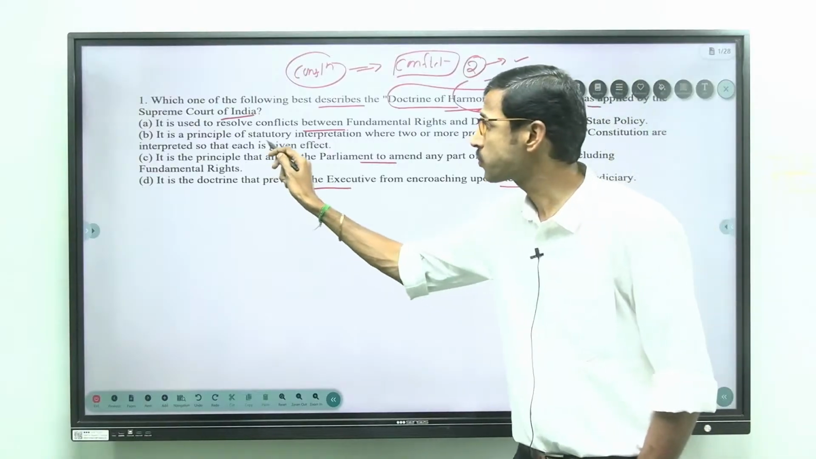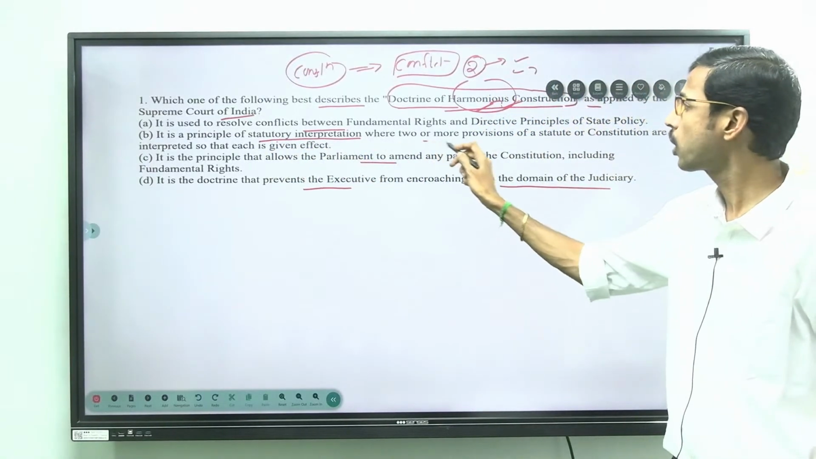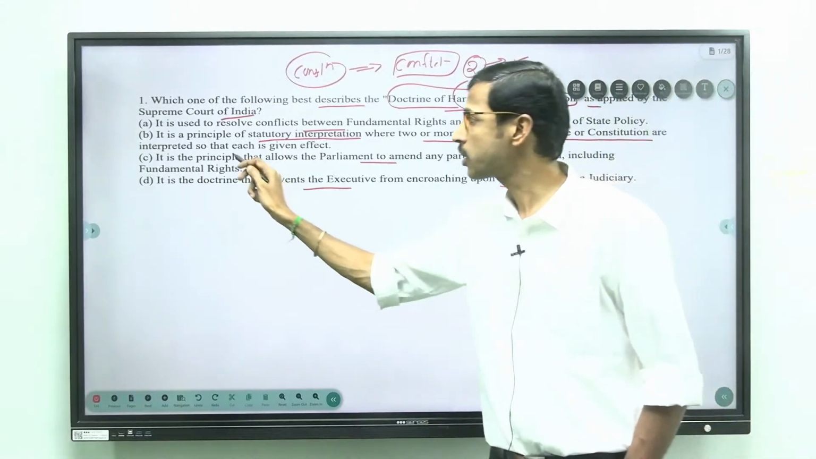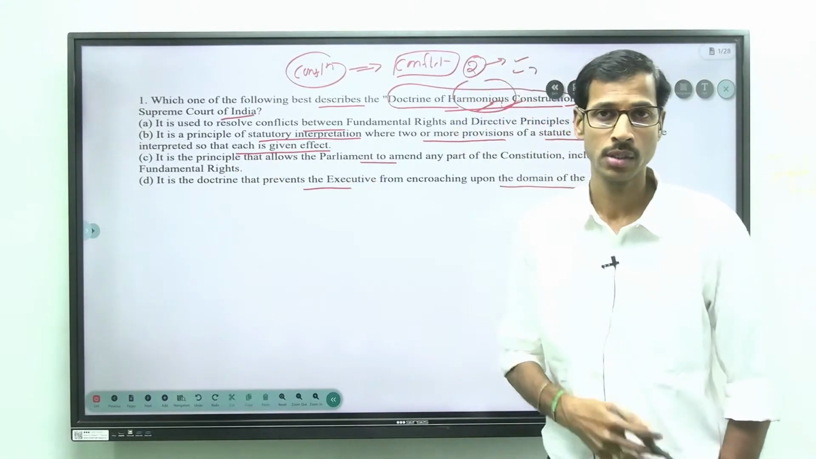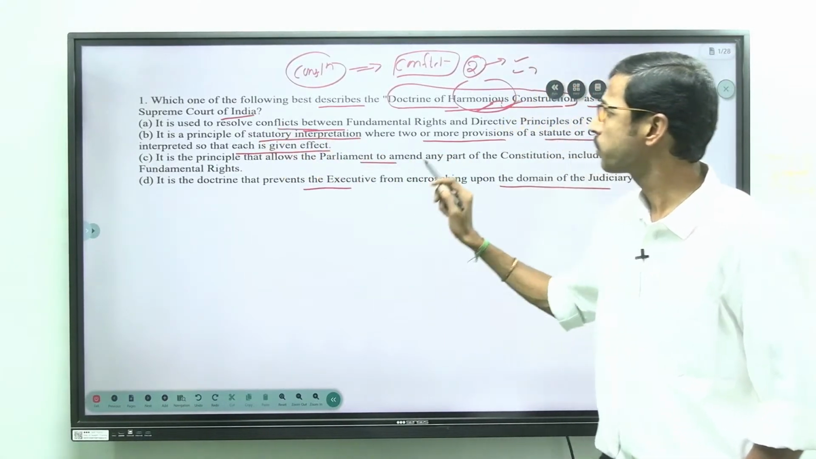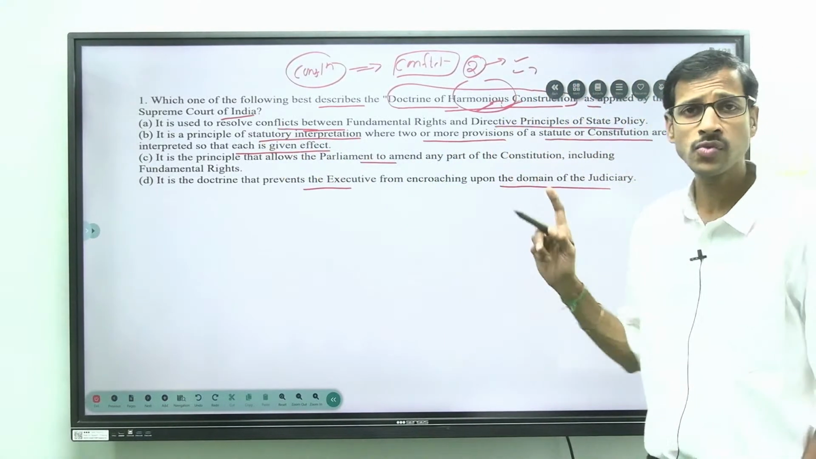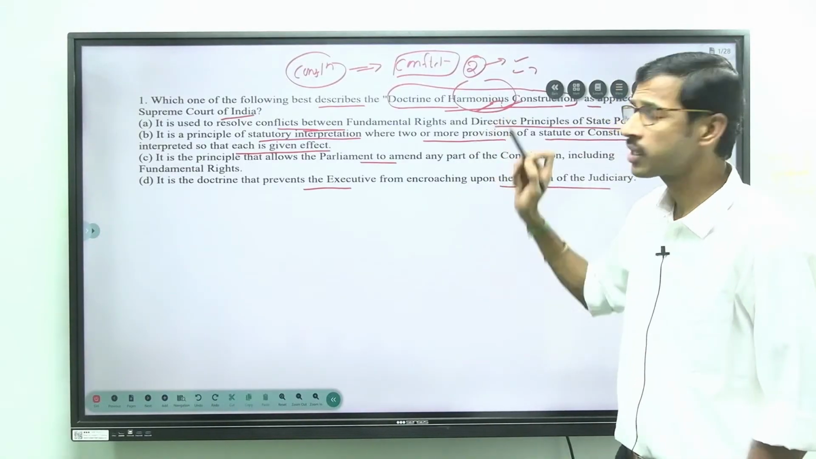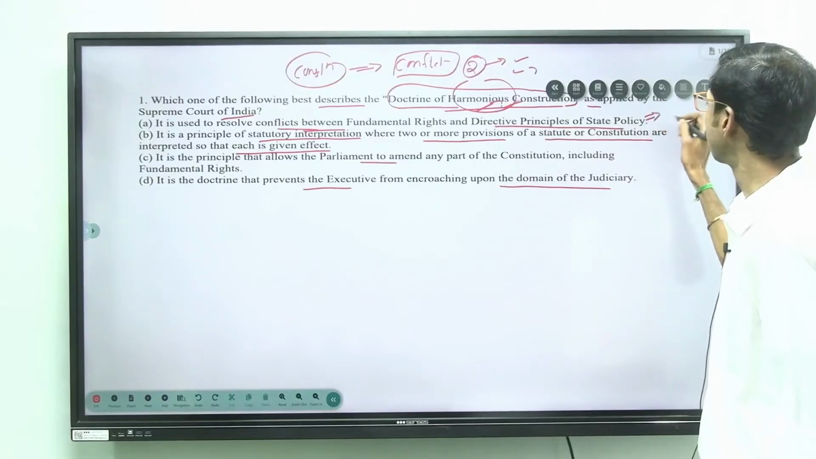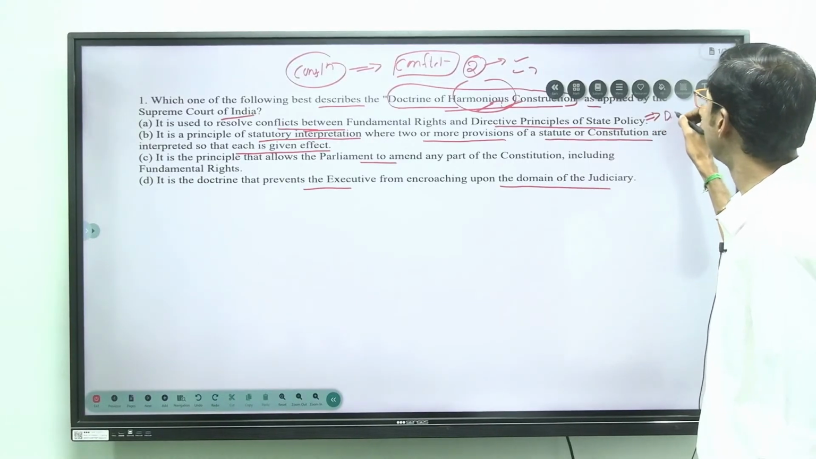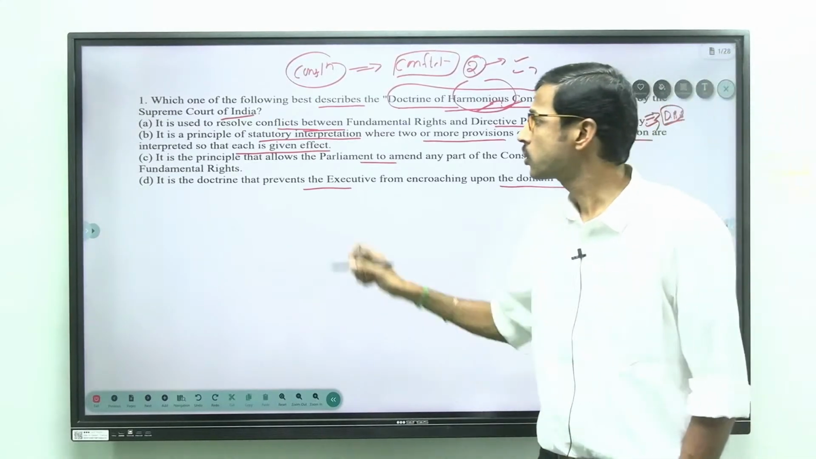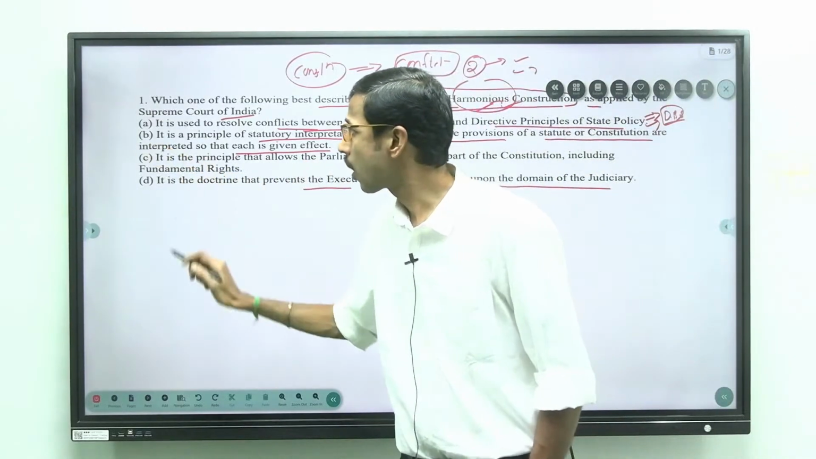It is a principle of statutory interpretation where two or more provisions of a statute or constitution are interpreted so that each is given effect, right? Apart from that, it is used to resolve conflicts between fundamental rights and directive principles of state policy. Is that the doctrine of harmonious construction? No, it is completely the doctrine of basic structure, right? So that is completely different. So only B is the correct option here.